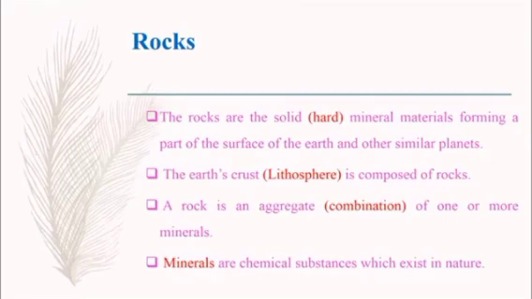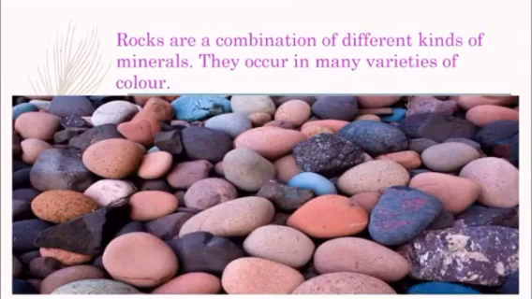A rock is an aggregate of one or more minerals. Here, aggregate means combination. So, a rock is a combination of one or more minerals. Minerals are chemical substances which exist in nature. Rocks are a combination of different kinds of minerals. They occur in many varieties of color.